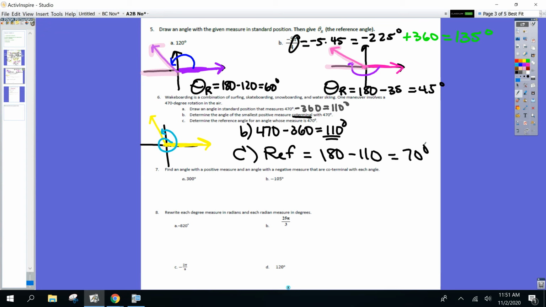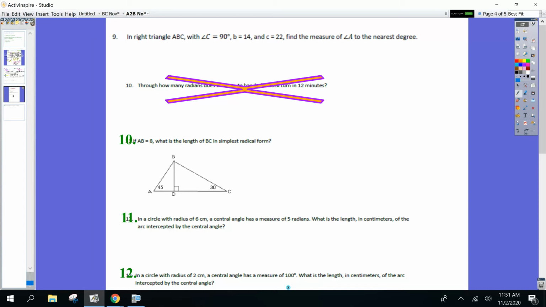Anything from you guys there? We're all good? Comfortable so far? All right, some of this stuff you guys can do on your own and look up the answers on Classroom. I'm comfortable with that. Can you cross out number 10 for me? Cross out number 10 because I told you I took the 30-60-90 and 45-45-90 off.